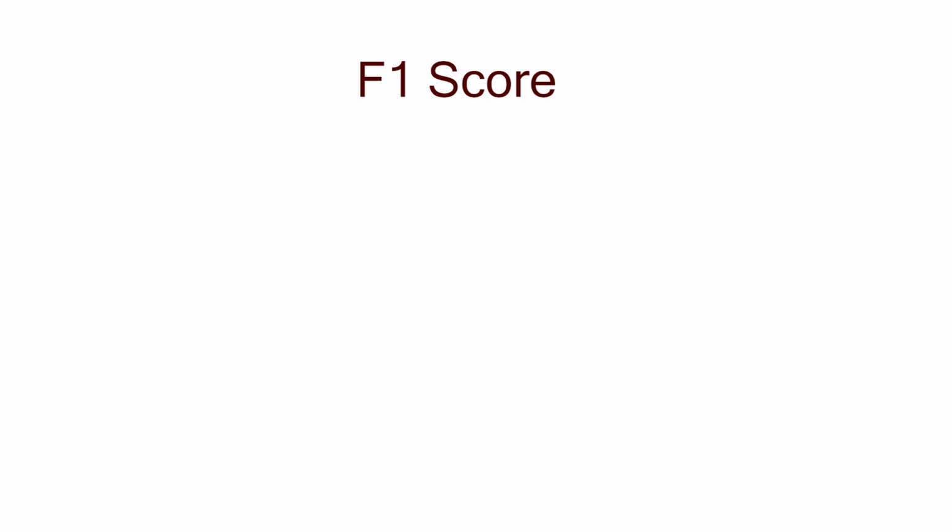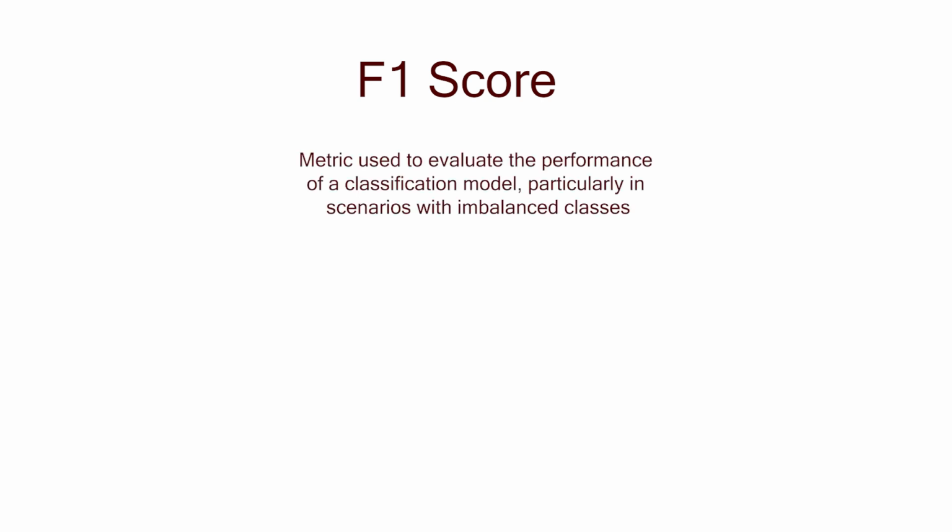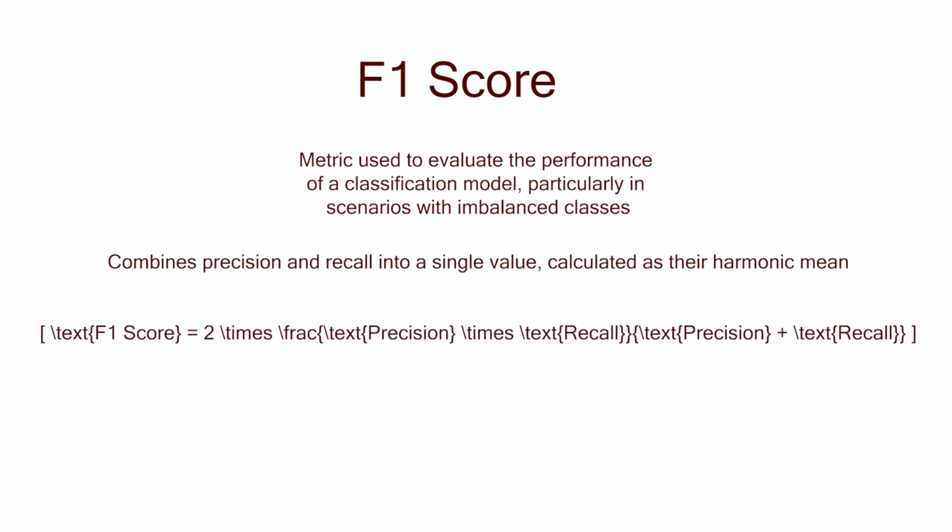In machine learning, the F1 score is a metric used to evaluate the performance of a classification model, particularly in scenarios with imbalanced classes, by combining precision and recall into a single value, calculated as their harmonic mean. Let me explain. To understand the calculation of the F1 score, we first need to look at a confusion matrix.